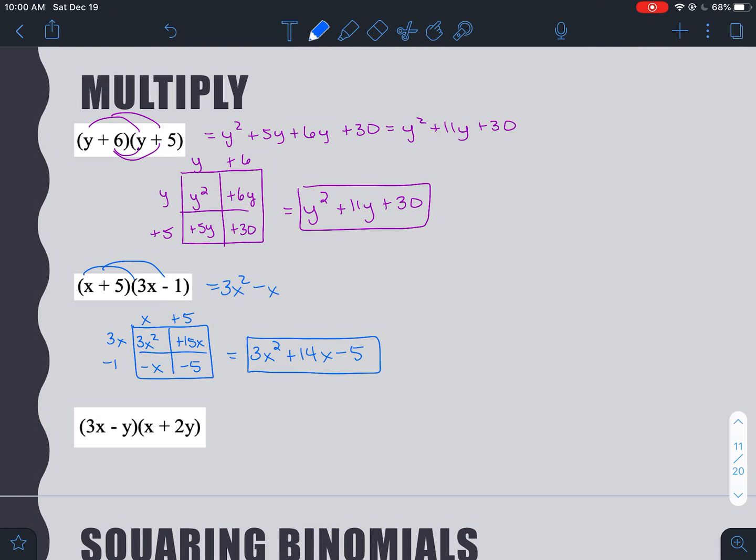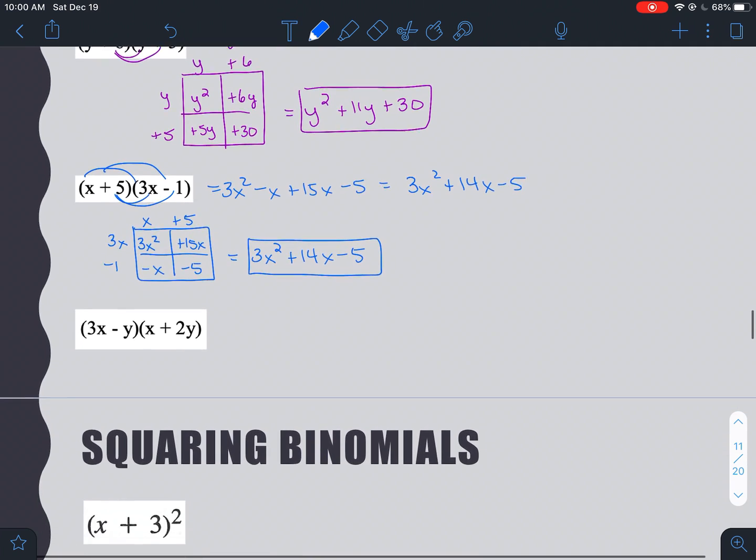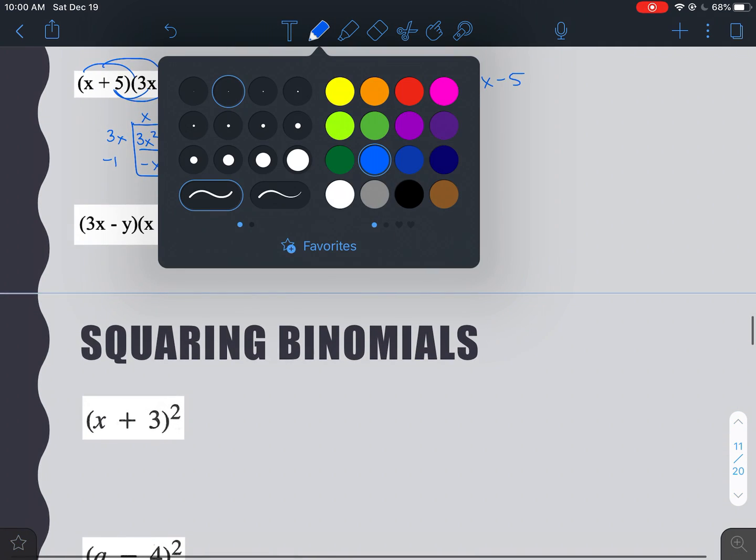Or using the distributive method, x times 3x is 3x squared. X times negative 1 is negative x. 5 times 3x is 15x, and 5 times negative 1 is negative 5. So 3x squared plus 14x minus 5.